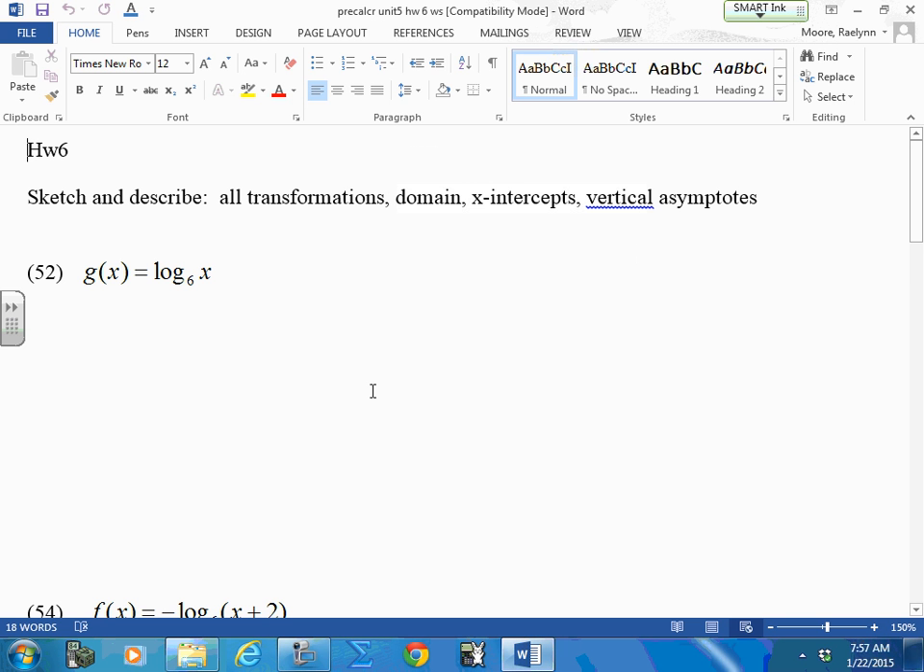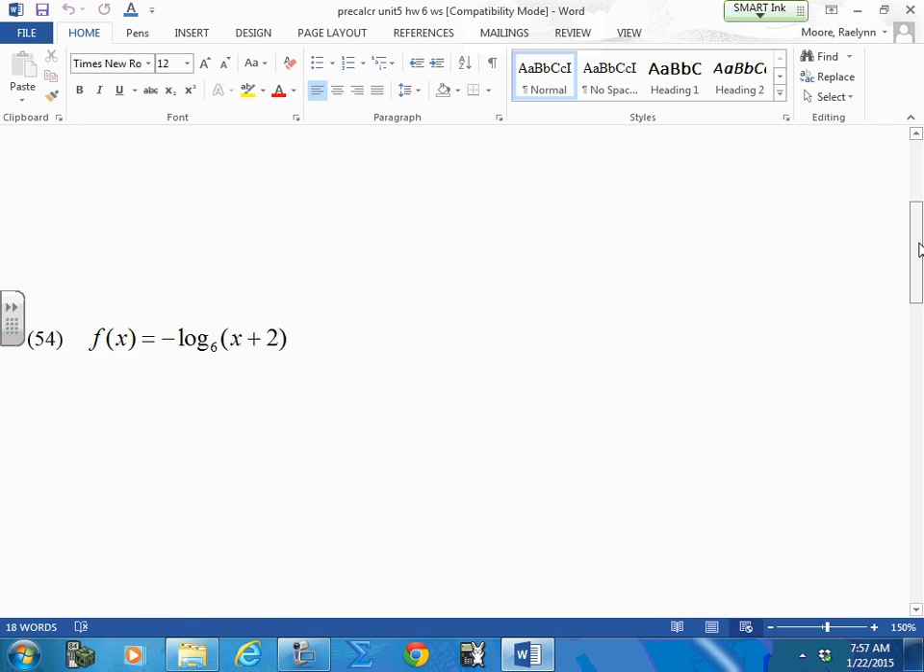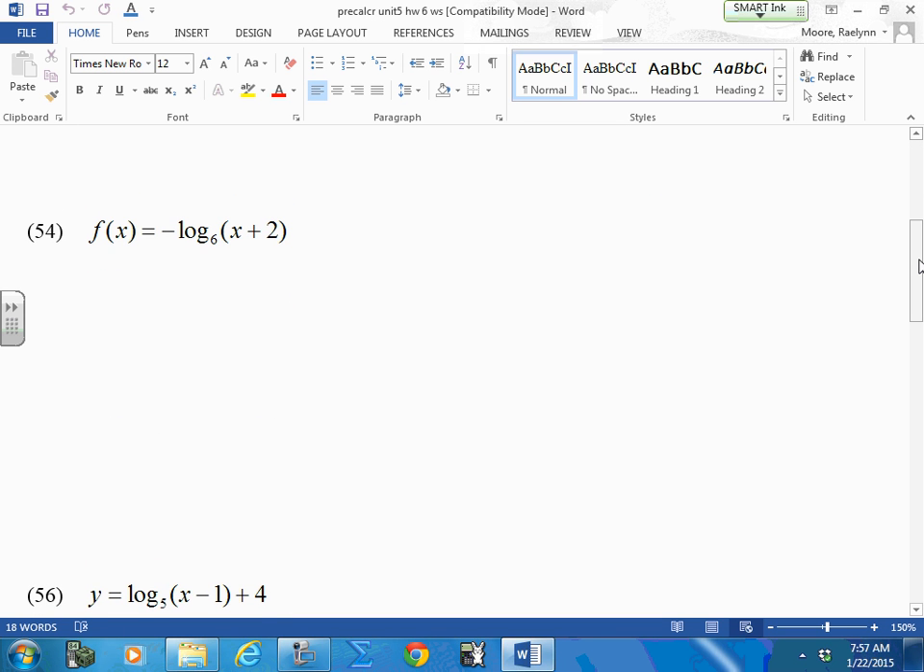All right, let's skip this one. That one's just a basic log. Let's go to this one. Okay, no calculators. What difference will log base 6 mean when I go to graph a log base 6? No difference. So it's going to look like this. Here's my log base 6.